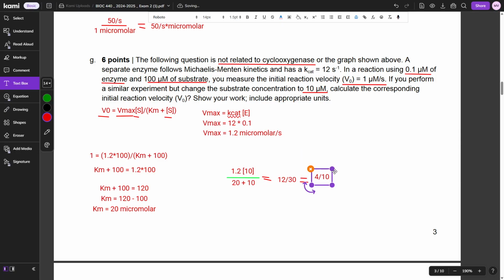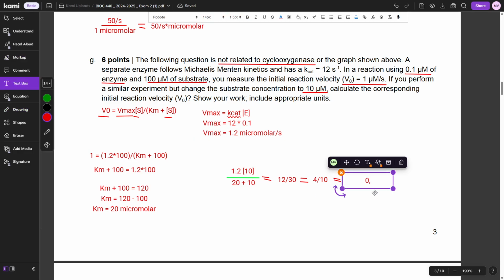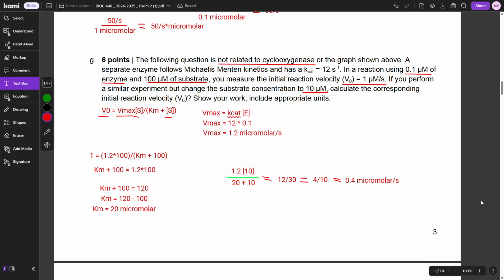You could totally divide it by 6. You could do 2/5 as well. 2/5, it's the same thing, it doesn't matter. So 4/10, 2/5, you know what the answer to that is, that's going to be 0.4 micromolar per second. Make sense?